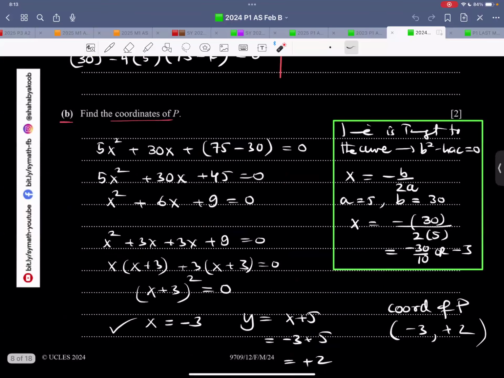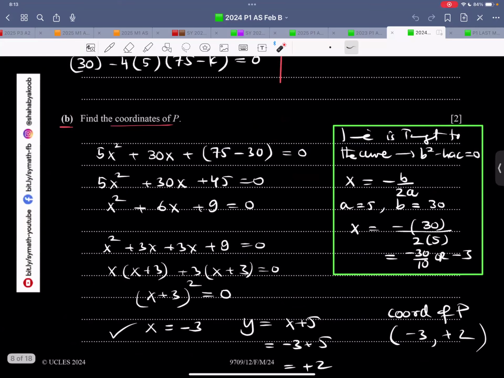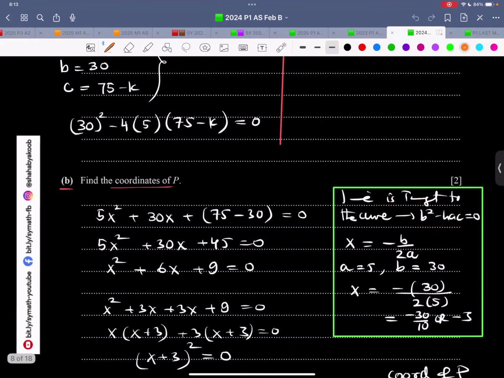The second part, it says find the coordinates of P. So now plug in that value of constant k. This is what you get. Factorize. Of course, you will only get one answer. You will get the value of x, plug in the easy equation, that is the line equation, that's the value of y. Line is tangent to the curve, b squared minus 4ac equals to 0. In other words, when we talk about this thing, x is equals to minus b plus minus square root of b squared minus 4ac, the whole thing over 2a. So this thing is 0 because this is that tangent thing.